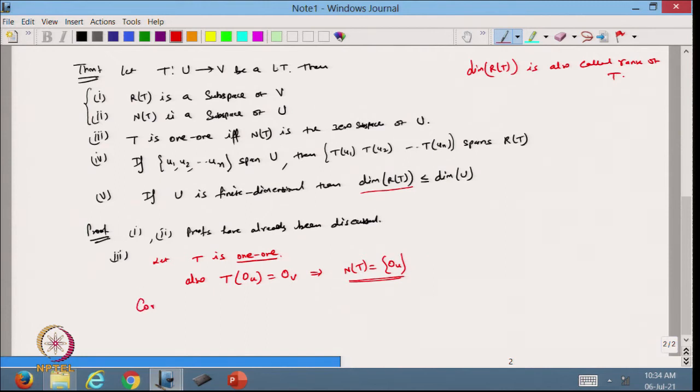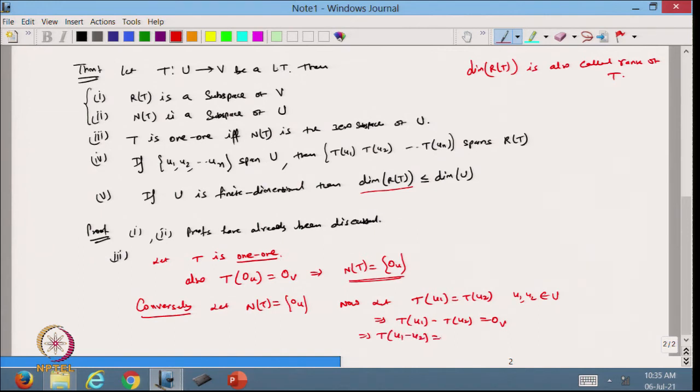Conversely, let N(T) contain only the 0 element, that is, the 0 subspace of U. Now, let T of U1 be equal to T of U2 for U1 and U2 belonging to U. I can write from here that T of U1 minus T of U2 is 0, and 0 is in V. Now, I can write T of (U1 minus U2) is equal to 0, because this is a linear transformation.